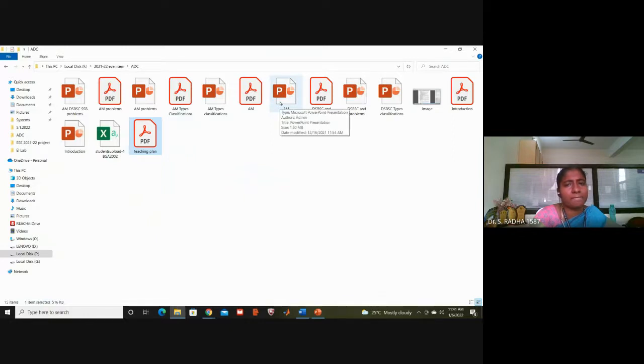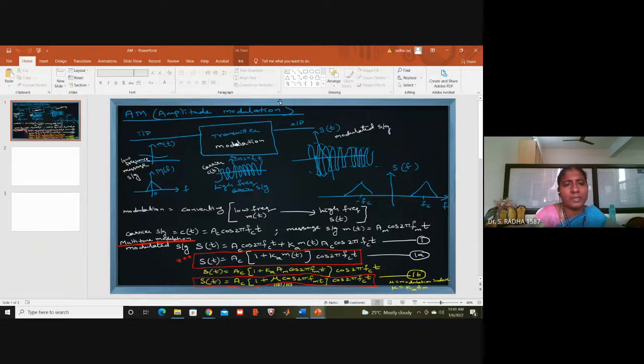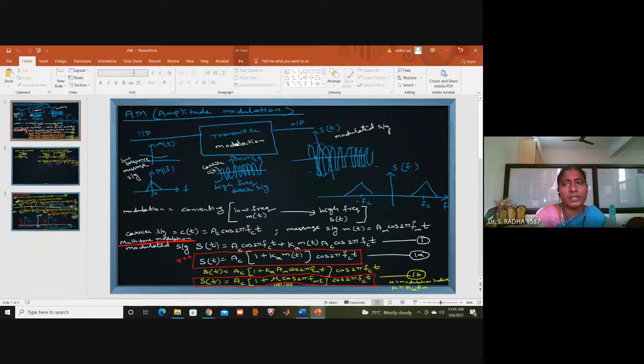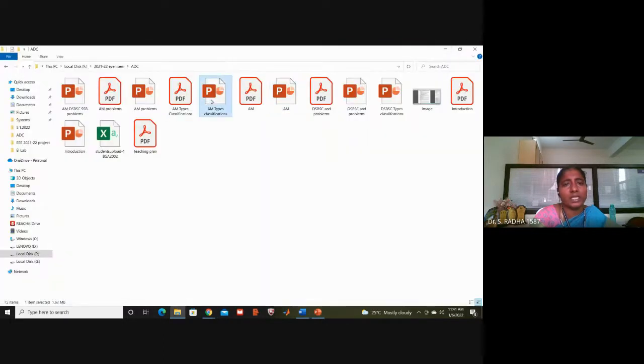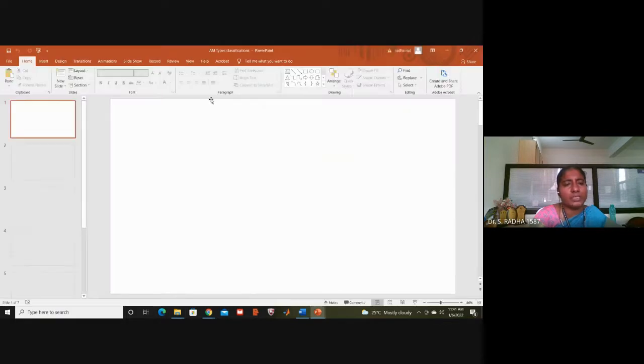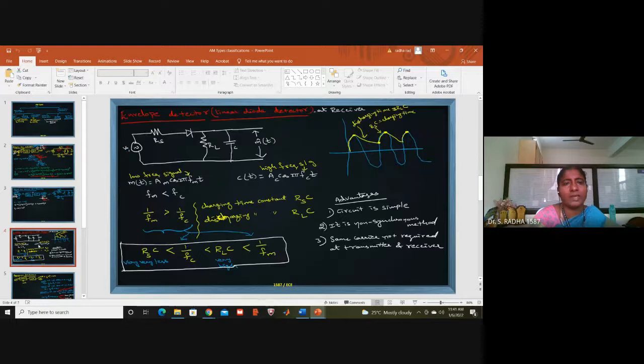where we had the charging time and discharging time. Charging time is Rs into C. Discharging time is RL into C. This is the envelope detector circuit, with charging and discharging time constants. The charging time is very, very less, and the discharging time is very high.